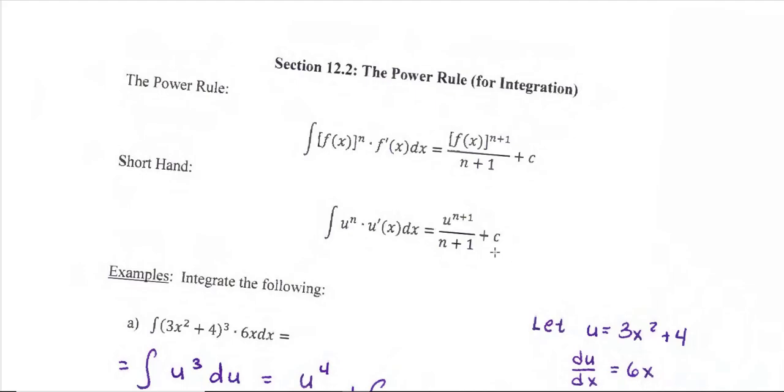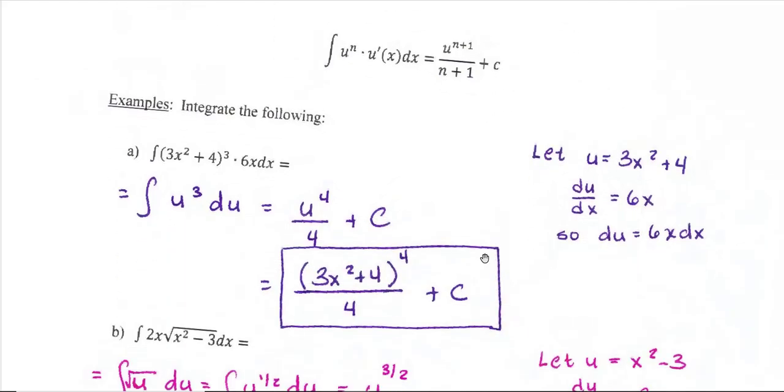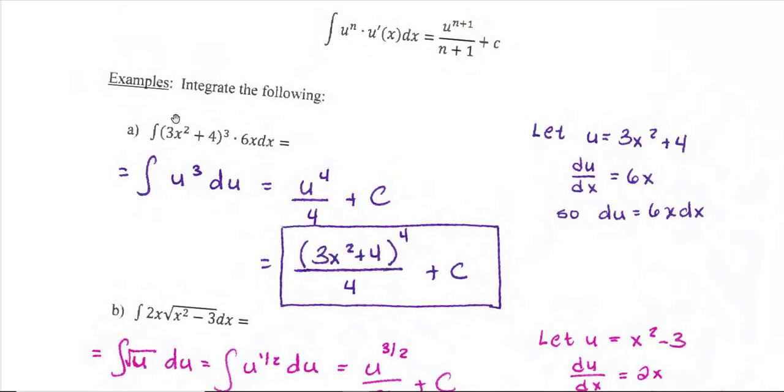So this is actually a substitution game. We're going to do this thing called u substitution. When we integrate here, we're going to pick whatever's being raised to a power, and we're going to call it u. So we have this 3x squared plus 4 being raised to the third power, and then we have times 6x dx. We're going to call this u. So we're going to let u be equal to 3x squared plus 4. Then the derivative of u with respect to x, du dx, would be 6x.